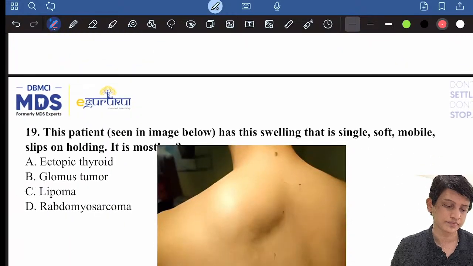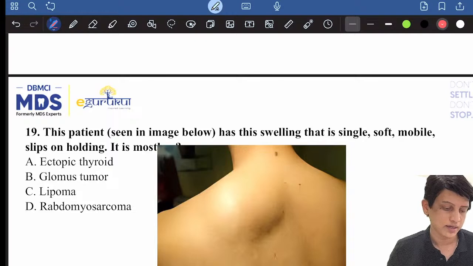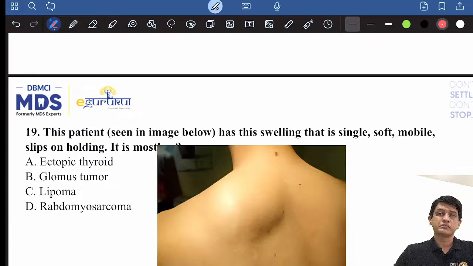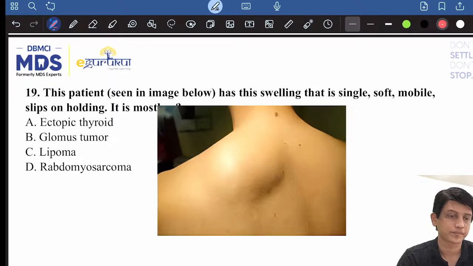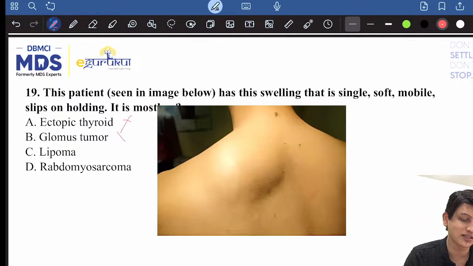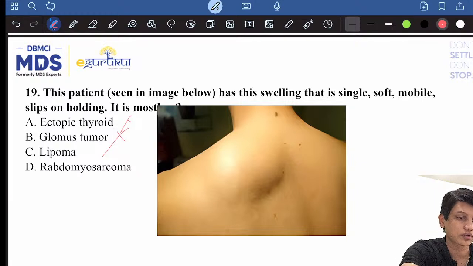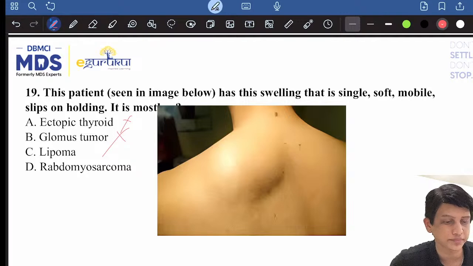Okay. What is this? This patient has swellings that are single, soft, mobile, and slip on holding. It is most likely to be what's the answer? Is it ectopic thyroid? Is it glomus tumor? Is it rhabdomyosarcoma or lipoma? Okay, first two I ruled out. It may be between 3 and 4. Among 3 and 4, which one do you think?